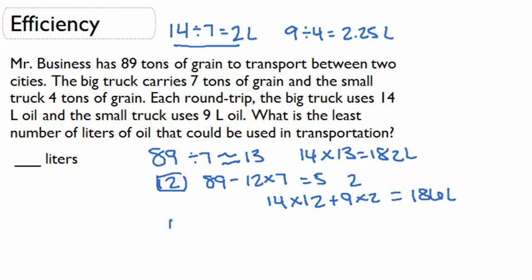If we decided to do 11 trips with the big truck, we would have a total consumption of 14 times 11 plus 9 times 3, since we would have to do 3 trips with the small truck, and we would have a total of 181 liters of oil. This is the most efficient way to do all of the trips together using the least oil.